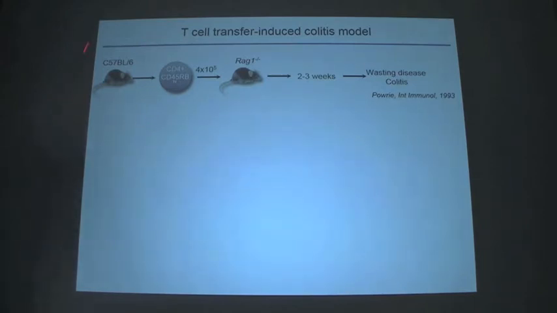It's a model where you take naive T cells and transfer them into RAG-deficient mice. The naive T cells will homeostatically proliferate and will start reacting against the intestinal microbiota.